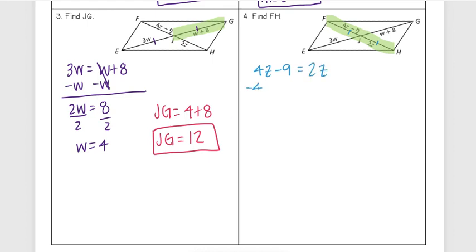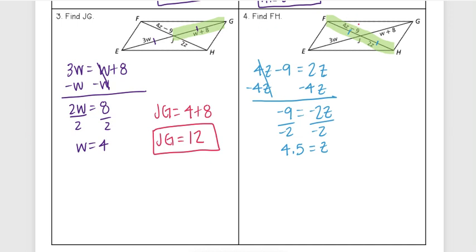Solve for z, so I'm going to subtract 4z from both sides, just so I don't have one thing just on one side. And then I'm going to divide both sides by -2. I'm going to go ahead and write this as a decimal, so I'm going to write 4.5 is equal to z. Okay, now I want to find this entire thing.